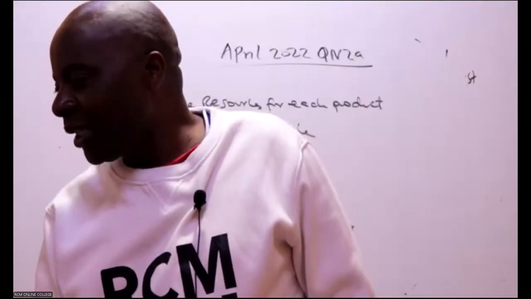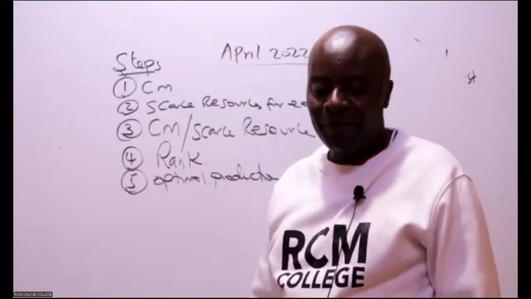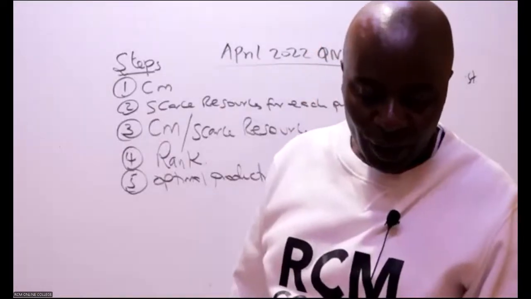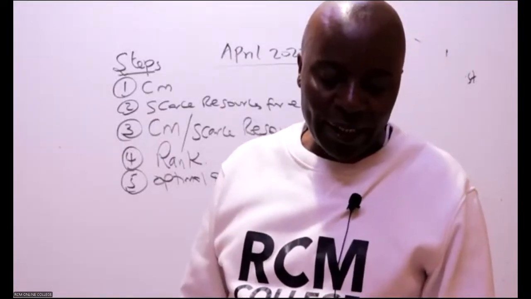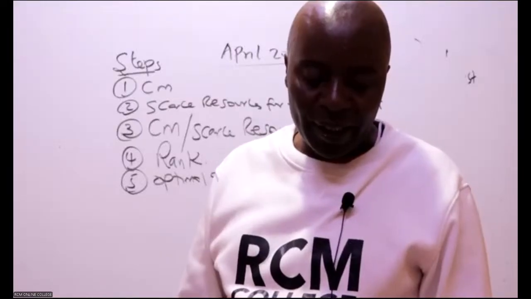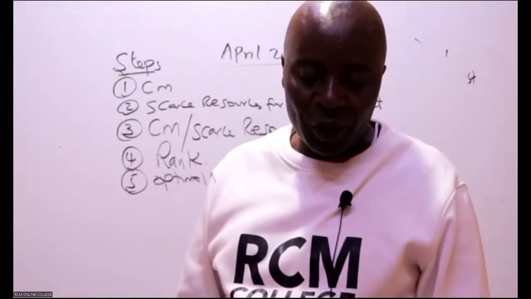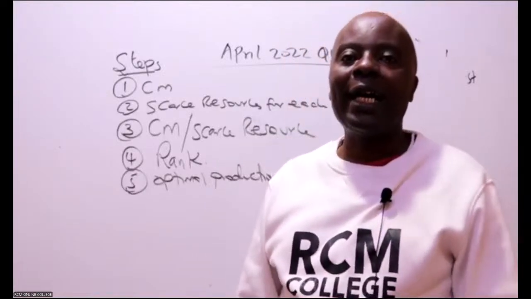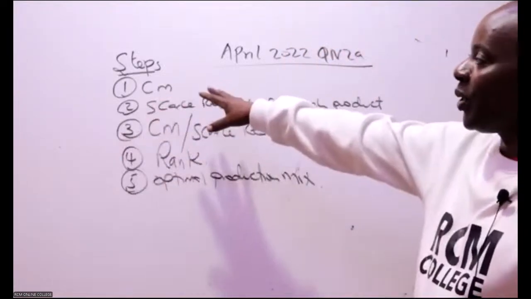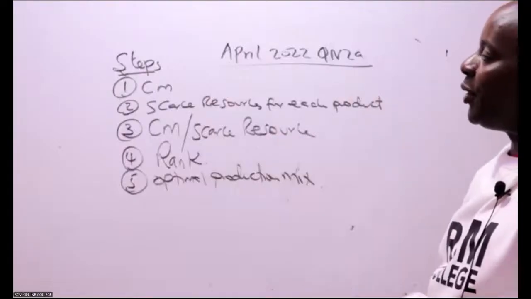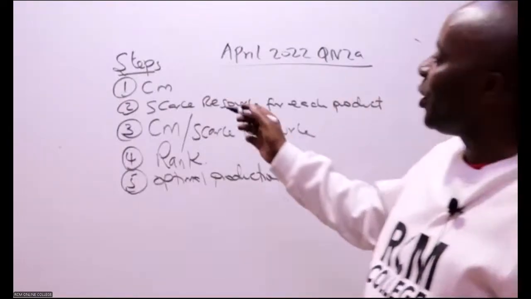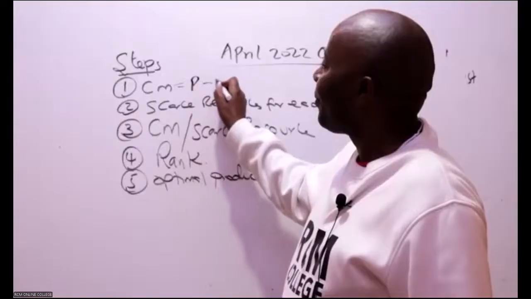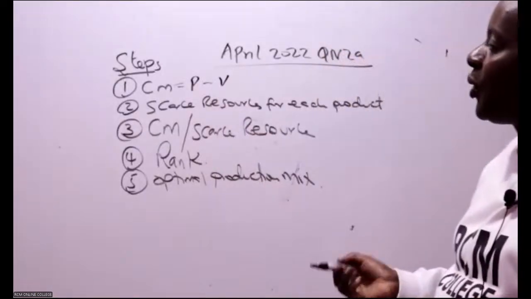So we are doing this April 22 question 2A, which I've been able to read, and of course the required. They want us to advise the management of Zinc Limited on the most profitable production mix and optimal profit using limiting factor analysis. So the basic steps are these ones. Step 1, you give us contribution margin. Remember what we said about contribution margin: you take price minus all the variable costs.